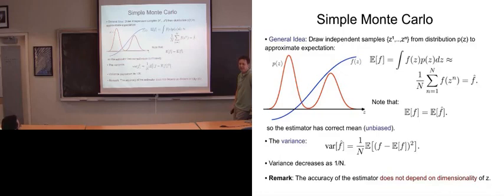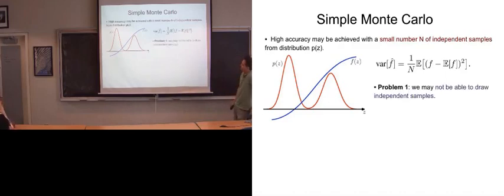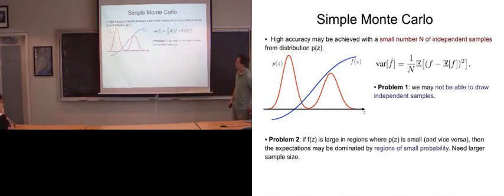As we'll see, there is no magic trick here: for most of the models we will never be able to draw exact samples or IID samples from that distribution. That's where the problem comes in. So you can achieve high accuracy with a small number of independent samples. And problem 1, we may not be able to draw independent samples. Right? And we'll see that will be the problem.